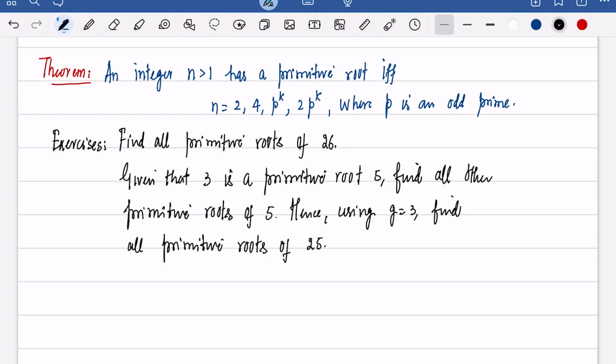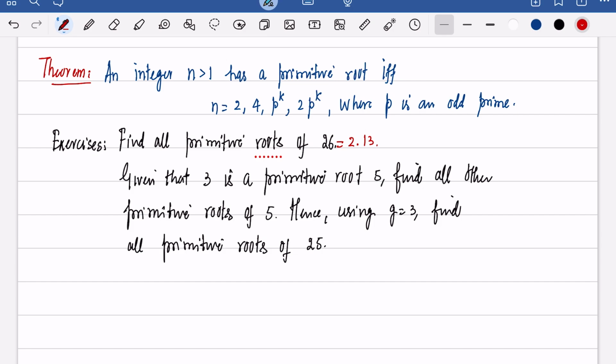Now we finally take up this theorem. An integer n greater than 1 has a primitive root if and only if n is equal to 2, 4, p^k or 2p^k, where p is an odd prime. In fact, we can remember that these are the only possible values of n for which U(n) is cyclic. Next we solve this exercise. Find all primitive roots of 26. We can write 26 as 2 times 13, so it has a primitive root because it follows in this list, 2p^k.